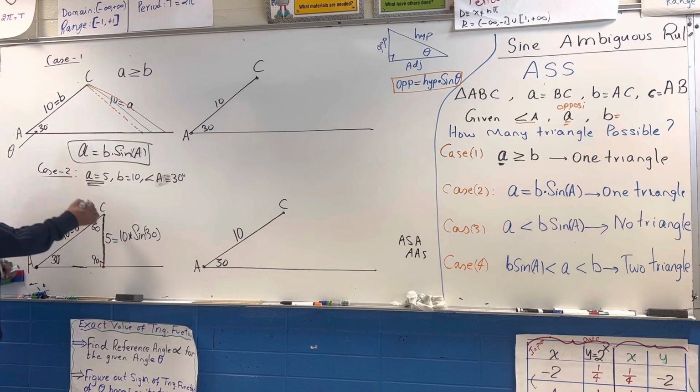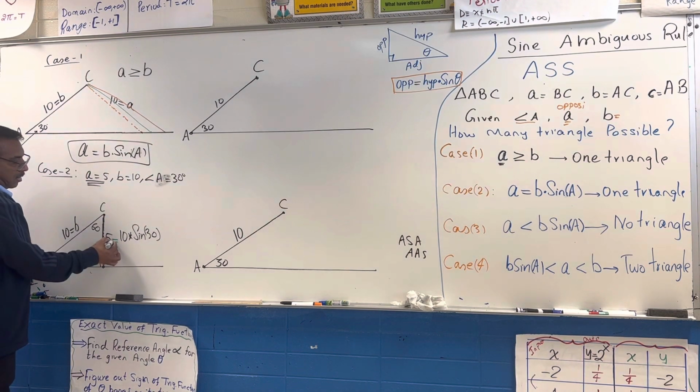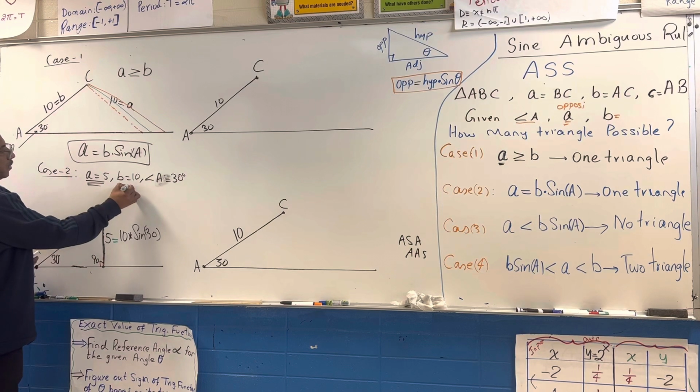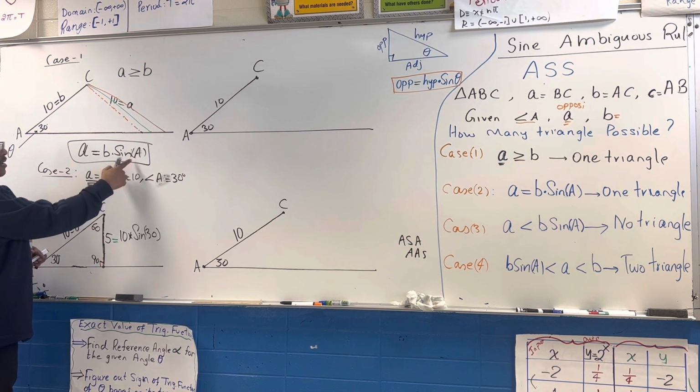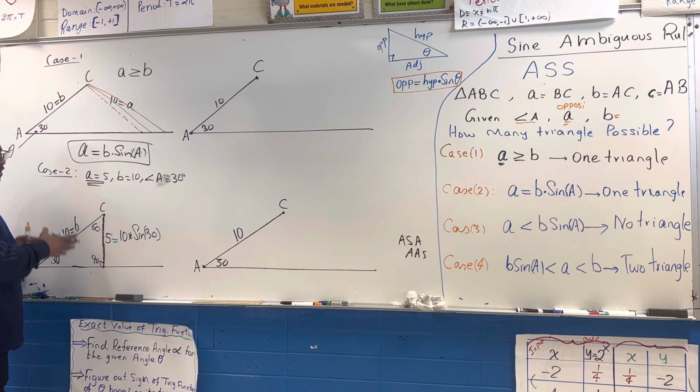If a is exactly equal to b sine A, then you have a unique triangle.